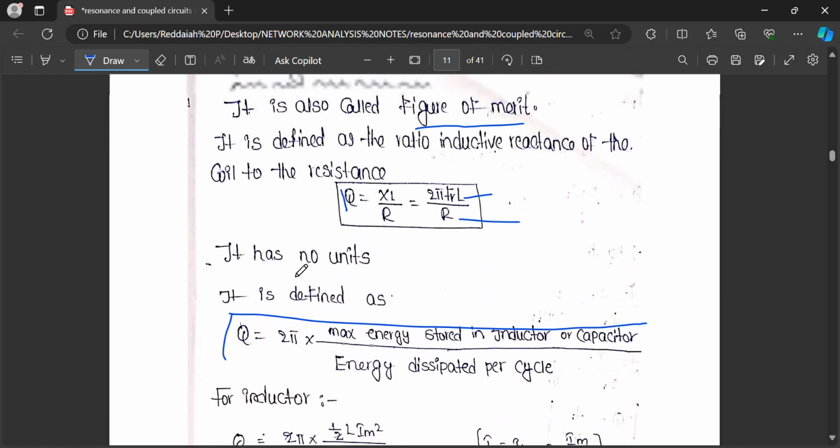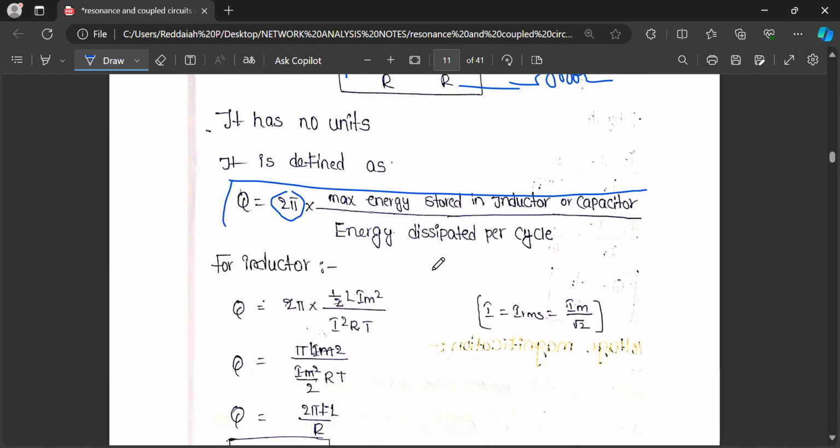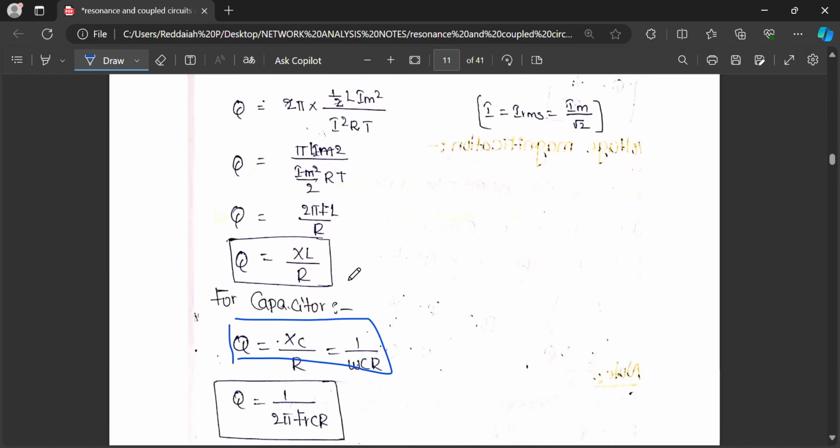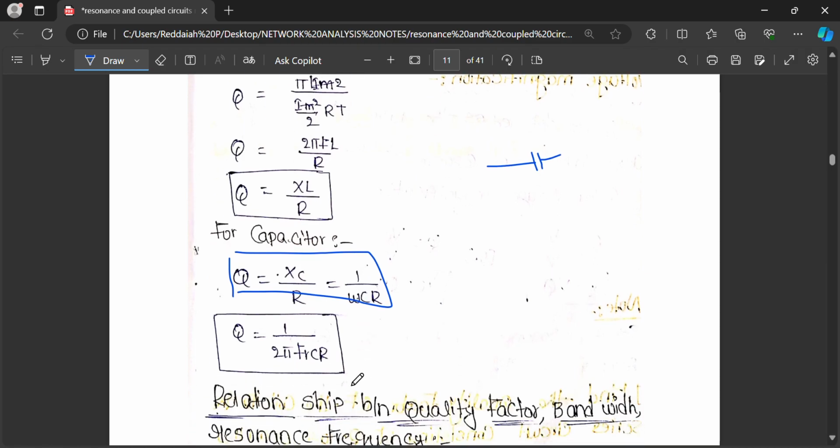What is quality factor? It is 2 pi into the ratio of energy stored in the inductor to energy dissipated per cycle. The quality factor plays an important role. Suppose a coil is there. How much energy will be stored and how much energy will be dissipated? This coil has inductance L and a small resistance R also. Due to the inductance property, energy will be stored. Due to the resistance property, energy will be dissipated. How much energy is stored and how much is dissipated, that indicates the quality factor. Similarly, for a capacitor, XC by R gives the quality factor. Quality factor is 1 by 2 pi FC into R.